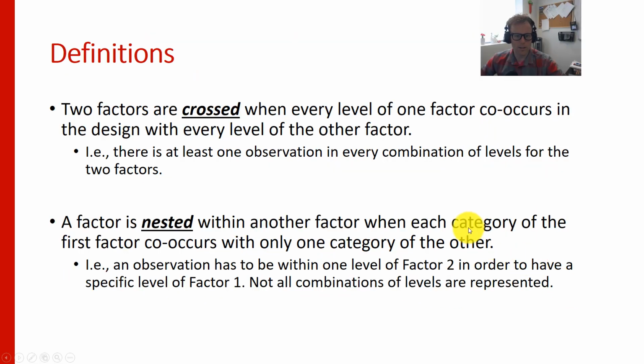Well, two factors are crossed when every level of one factor co-occurs in the design with every level of another factor. So for instance, if I have three conditions and every participant is in each of the three conditions, that is a crossed factor. Now, the converse of that is a nested factor. So a factor is nested within another factor when each category of the first factor co-occurs with only one category of the other. So for instance, in a randomized controlled trial, participants are nested within groups because some participants are in the experimental group and some participants are in the control group. No participant is in both groups, which means that's not a crossed factor. We have a nested factor.